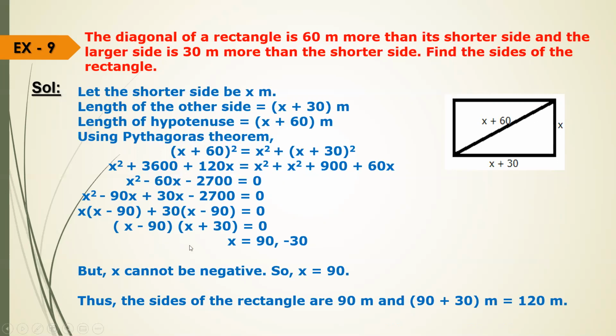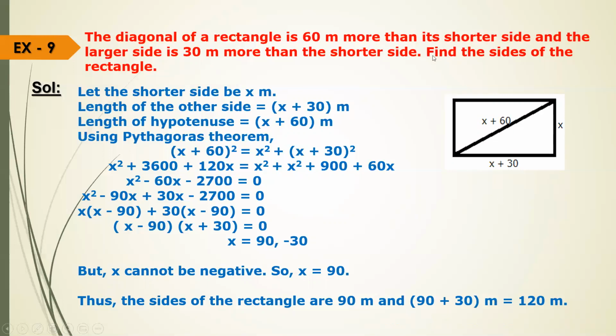Here again we are getting two values of x, 90 and minus 30. As this is also the length of the side, cannot be negative. So shorter side means x. We have calculated 90. Longer side, 90 plus 60 is 150. And the larger side, that is 90 plus 30 is 120.